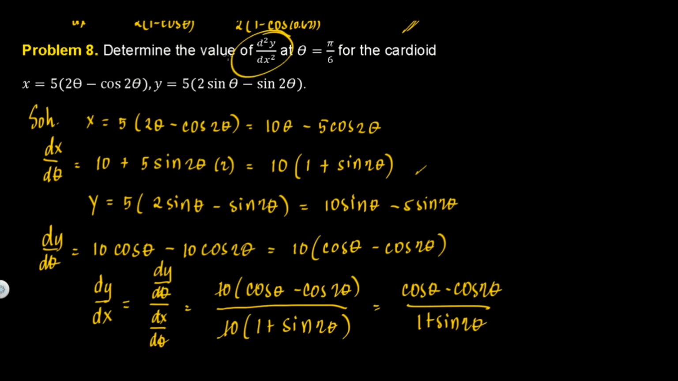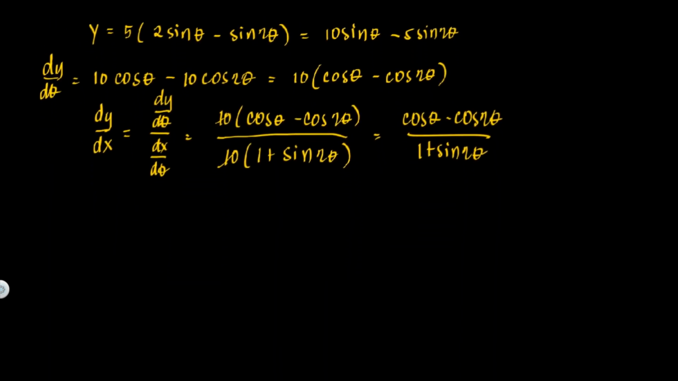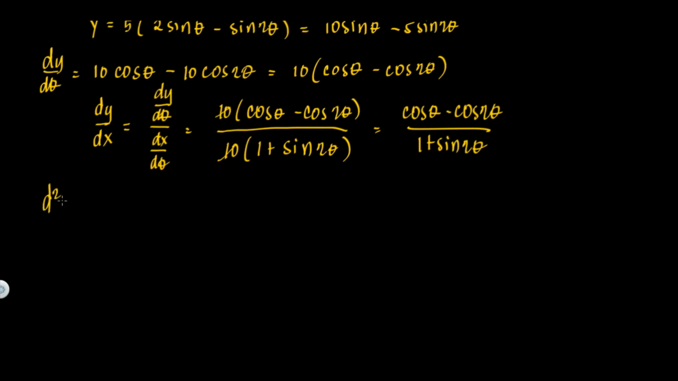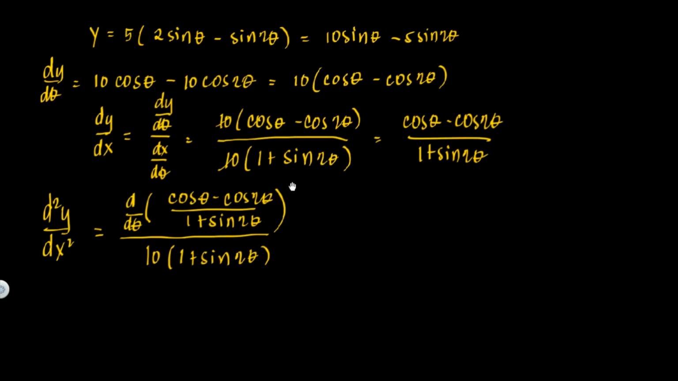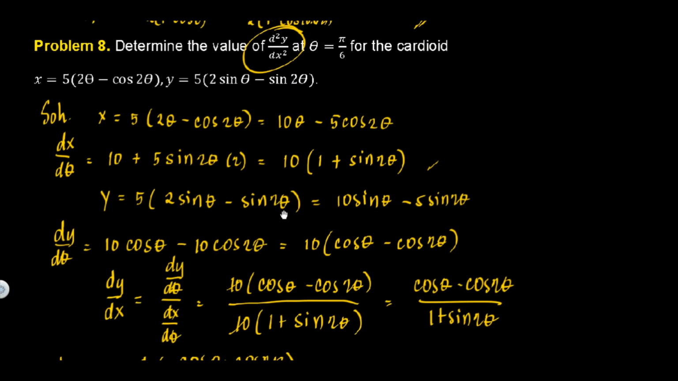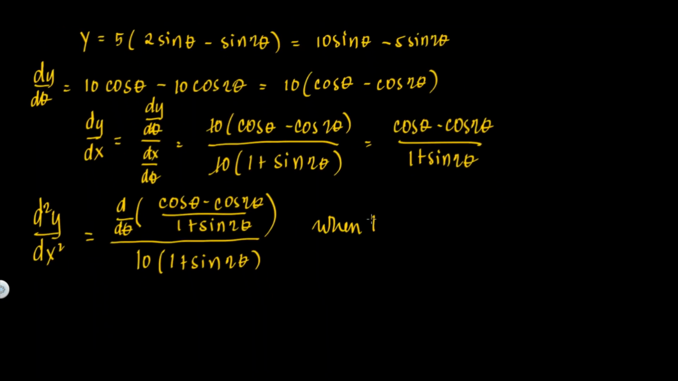Okay, ang kailangan natin is the second derivative. So, we have here the second derivative of y with respect to x. This is the derivative of dy over dx, cosine theta minus cosine 2 theta all over 1 plus sine 2 theta, with respect to theta, all over dx over d theta, so 10 times quantity 1 plus sine 2 theta. Ang sabi, evaluate this when theta is pi over 6.